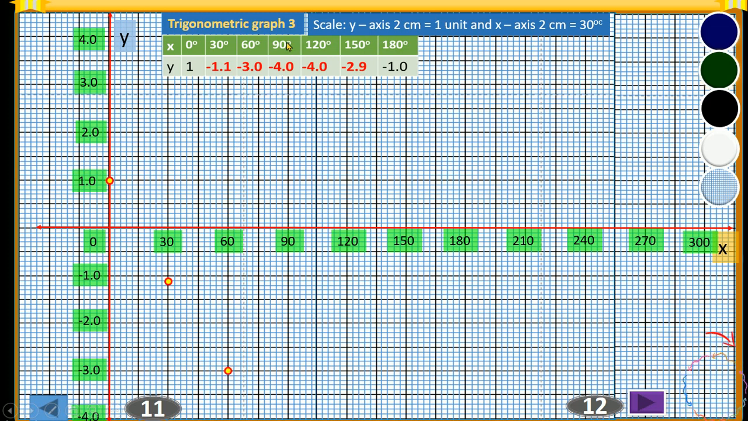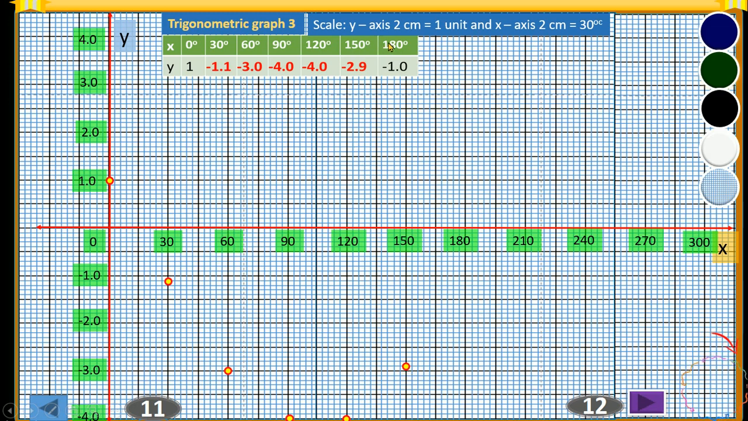When x is equal to 90 degrees, y is minus 4. X is 90 here, and minus 4 will be here. When x is 120, y is minus 4, so 120 and minus 4 will be at this point. When x is 150, y is minus 2.9. 150 here, this is 2, and this is 3, so 2.9 will be 1 square below that.